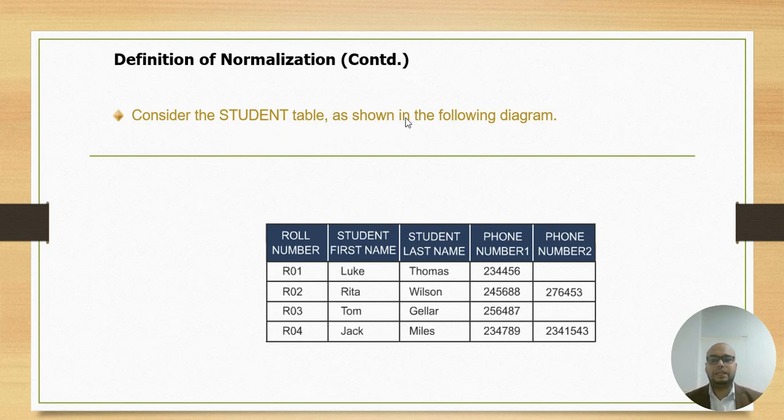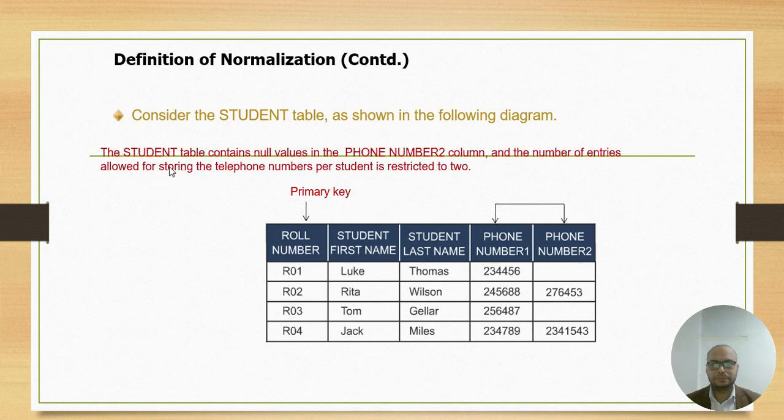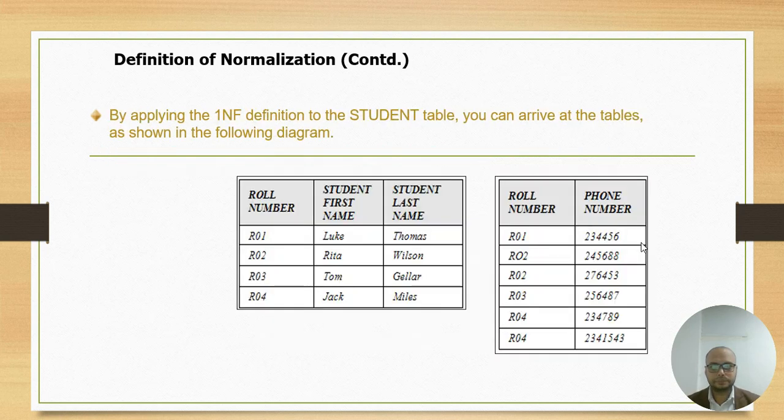Consider the student table I show in the following diagram: roll number, student first name, last name, phone number one, phone number two. As you can see in this diagram, roll number is the primary key. The student table contains null values in the phone number 2 column, and the number of entries allows you to store telephone numbers per student, restricted to two. It's not compulsory that each student has two phone numbers. Who has two phone numbers enters both, and who doesn't just puts a single phone number.